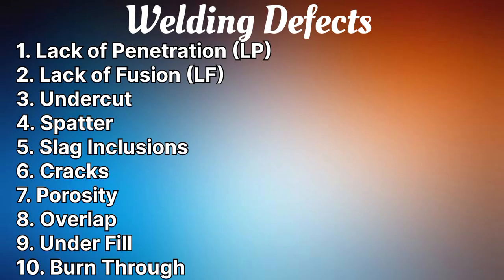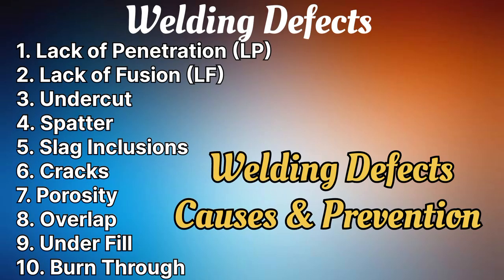So today we discuss welding defects. The 10 common weld defects we should know. First one is lack of penetration or incomplete penetration. The second is lack of fusion or incomplete fusion. The third is undercut. Fourth, spatter. Fifth, slag inclusion. Sixth, cracks. Seventh, porosity. Eighth, overlap. Ninth, warpage. Tenth, burn through.